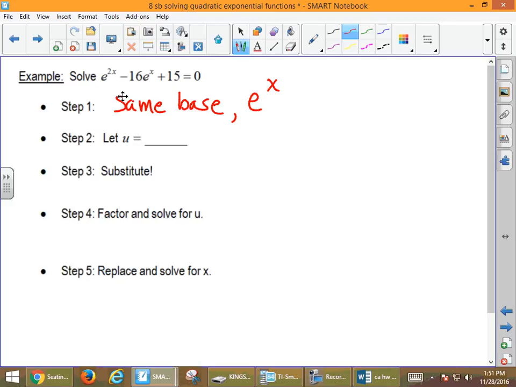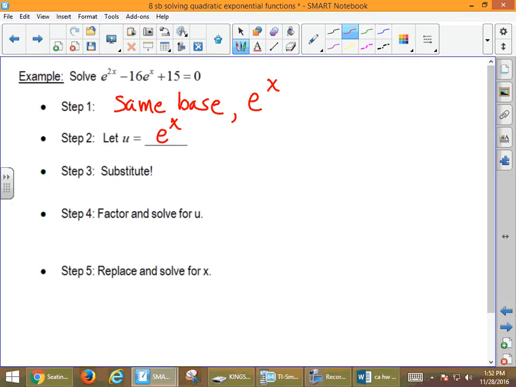So once we determine that we have the same base, then we are going to let u equal e to the x. Again, if you don't like u, then pick another variable. Doesn't matter. Don't use x, don't use e. Other than that, you can pick a different variable. Frequently in calculus, they do use what's called u substitution. So I want to at least introduce it to you.